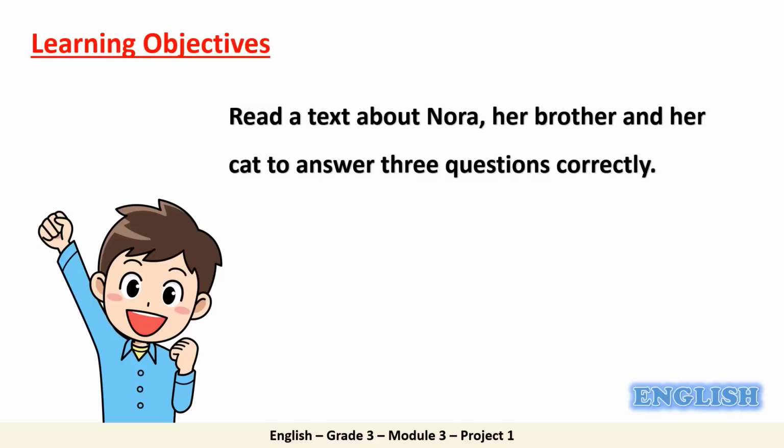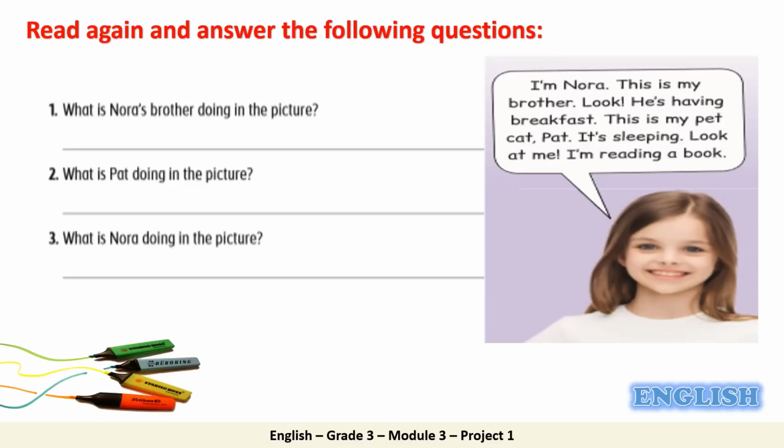Excellent, my super students. We have done with the first objective, which is read a text about Noura, her brother, and her cat to answer 3 questions correctly. And now let's continue the rest of the lesson. Now let's answer some questions. I want you to pause the video in order to read the paragraph again. But don't forget to highlight the answers in the paragraph.